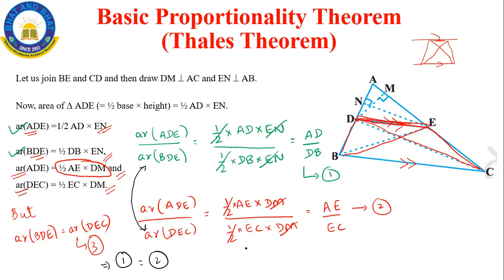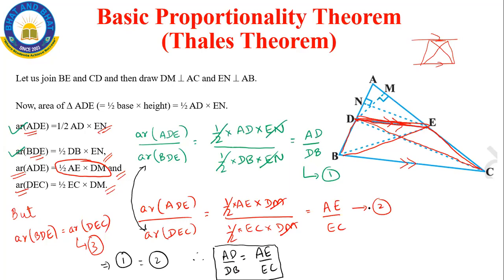So which gives us the conclusion. What conclusion can we draw from here? So therefore, AD by DB will be equal to AE by EC. So this is what we took up as to prove. This is what we wanted to prove.